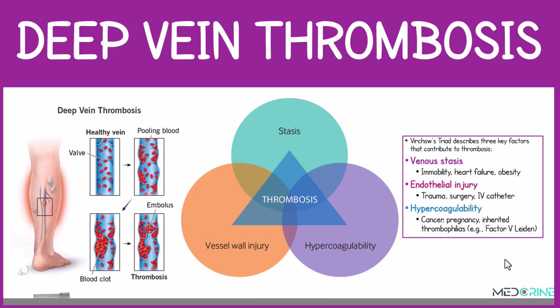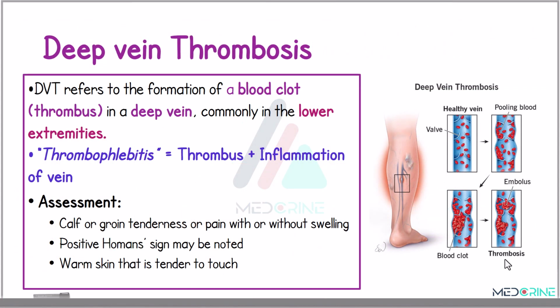Welcome. Today we shall be looking at deep vein thrombosis. A deep vein thrombosis refers to the formation of a thrombus or a blood clot in a deep vein that is most commonly in the lower extremities.